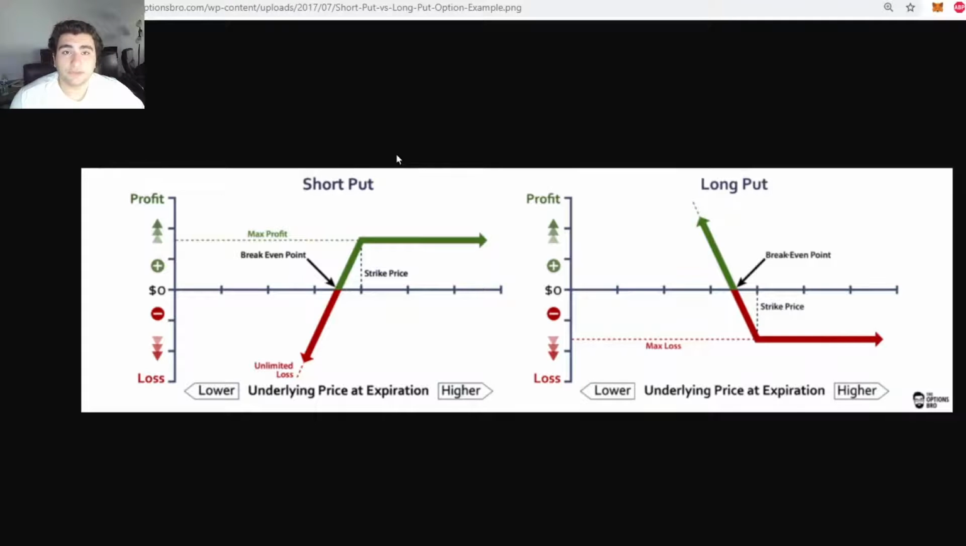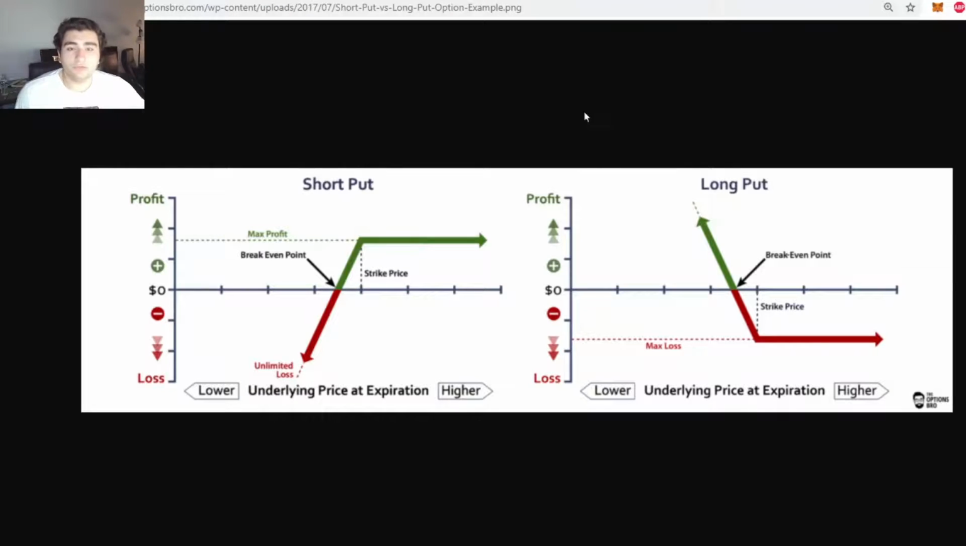So using our same example, we're selling the $50 put and we are receiving $1 in premium for doing so. Our effective cost basis per share, if we were to get assigned, would be $49 per share, aka our break-even point.